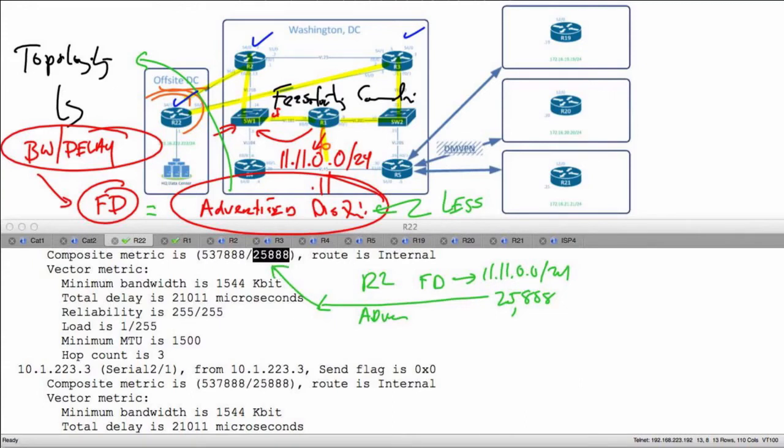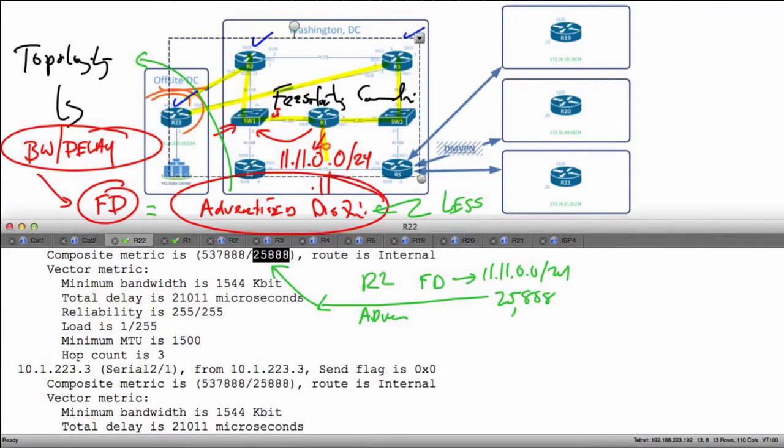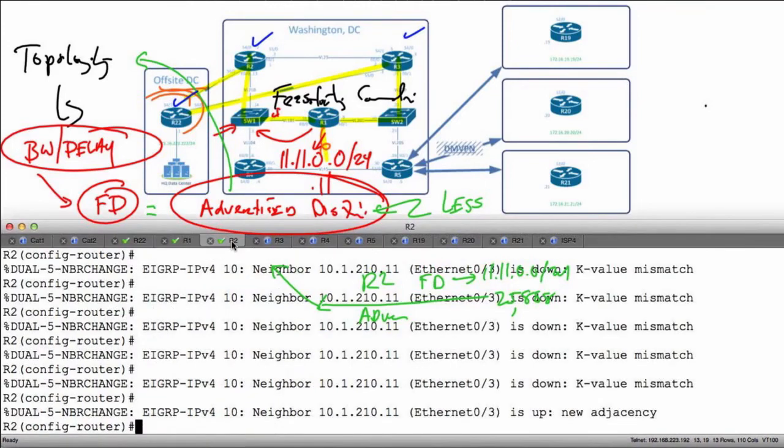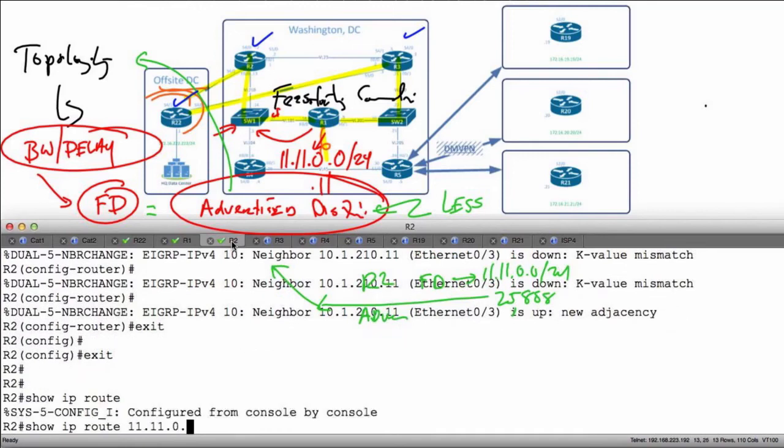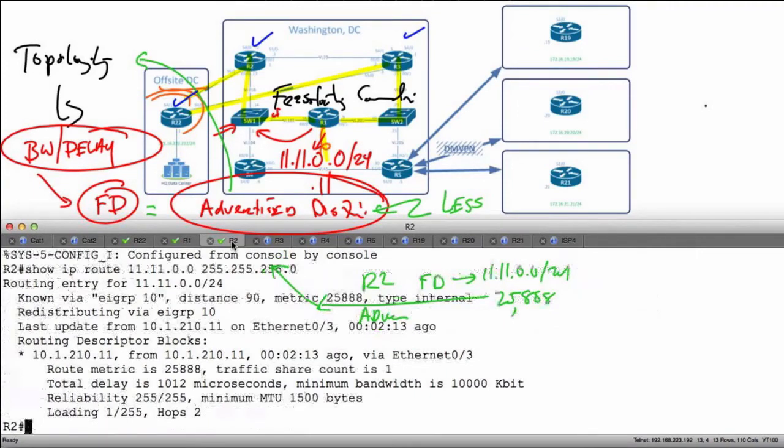Now, all I want to do is I'm going to go over to R2, and I want to illustrate that point. So on R2, I didn't mean to do that. Bear with me just 1 second here. So on R2, show IP route 11.11.0.0 255.255.255.0. And what are we going to see? Notice here is my feasible distance. Now that means that's what I've added, but the question is what is my neighbor Cat 1 telling me it is?